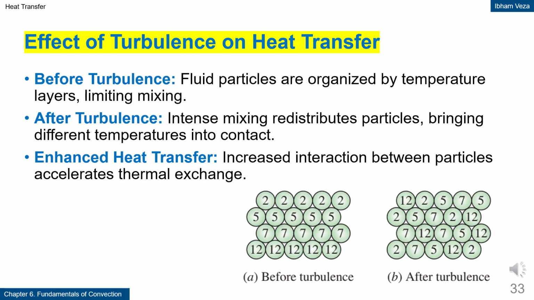Effect of turbulence on heat transfer. In laminar flow, fluid particles are arranged in relatively orderly temperature layers. When the flow becomes turbulent, strong mixing brings particles of different temperatures into contact. This process accelerates heat transfer within the fluid. Therefore, turbulent flow almost always provides higher heat transfer coefficients. However, this enhancement is also accompanied by an increase in pressure drop.